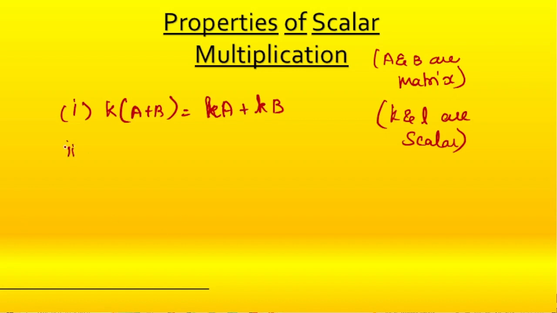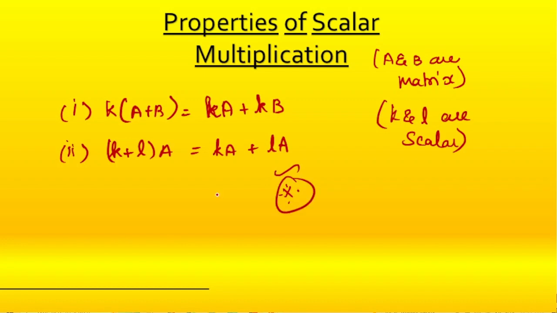Number 2 is when you have K plus L into A matrix, then the answer will be KA plus LA. Okay. So these two properties are very very important, and the derivations for these properties are given, but will not be asked in any of the examinations. But these are important, and you have to use them while solving the problems. Clear? Properties of scalar multiplication.